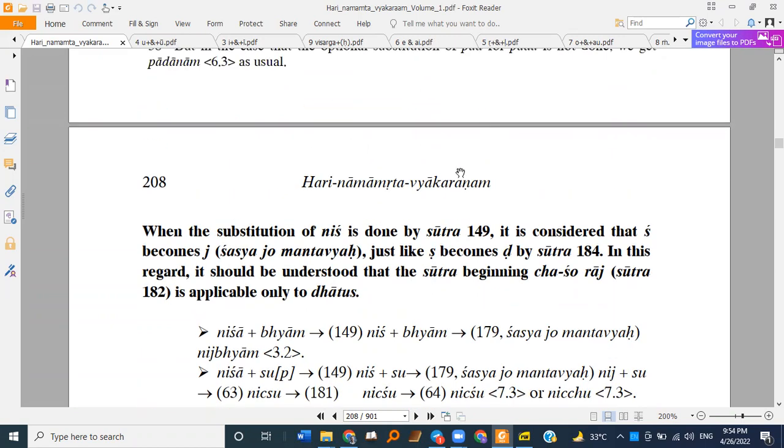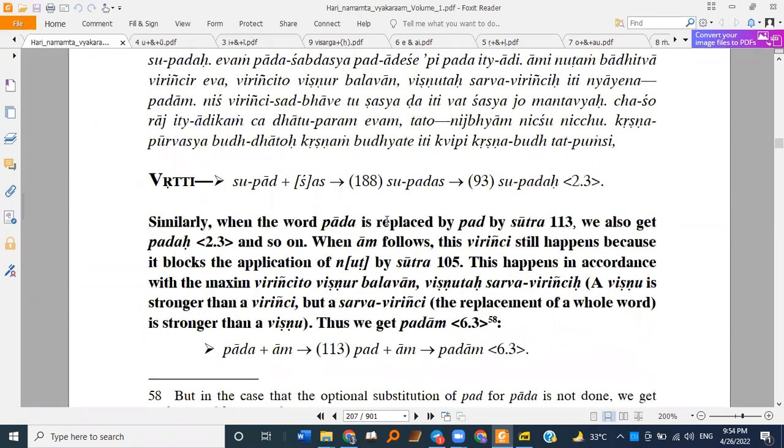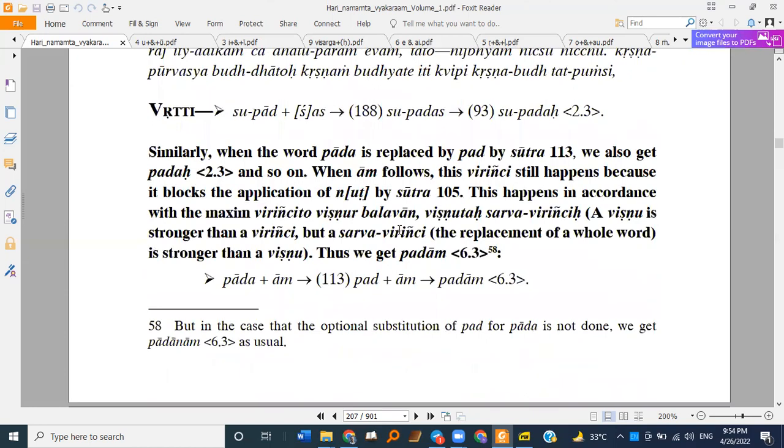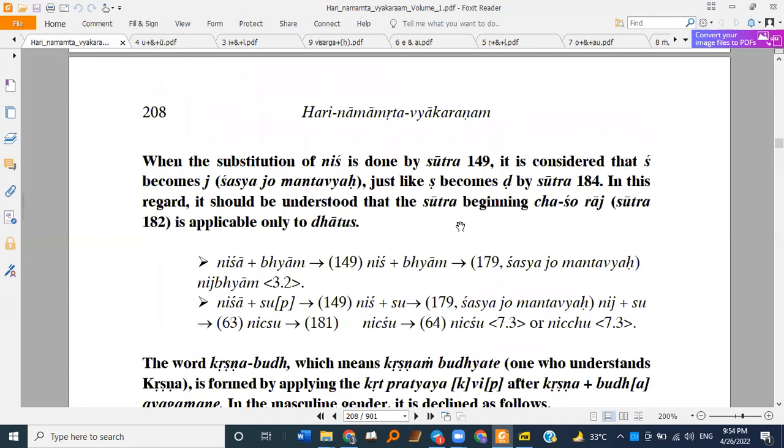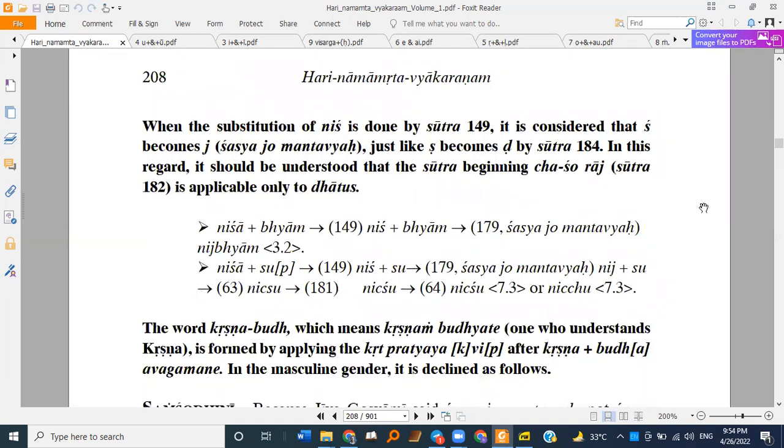For example, this sutra 184. 184 sutra was Shasya do Vishnu Padante Hari Ghoshe cha. That sh becomes da when either Hari Ghosha is paranimitta or when the word is Vishnu Padanta. So similarly, Shasya jo mantavya, this Talavya sh, palatal sh becomes ja.